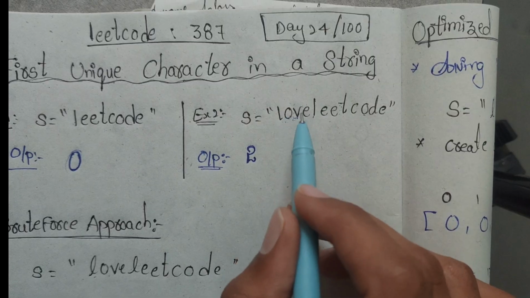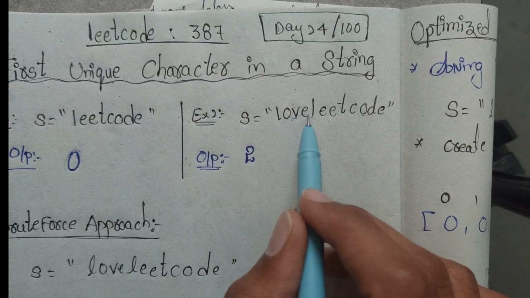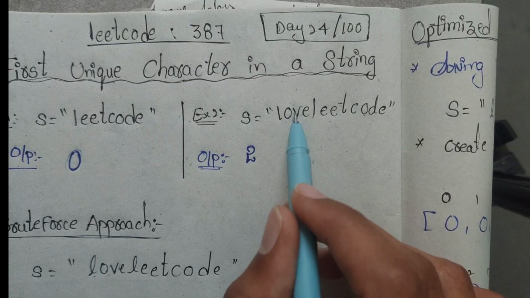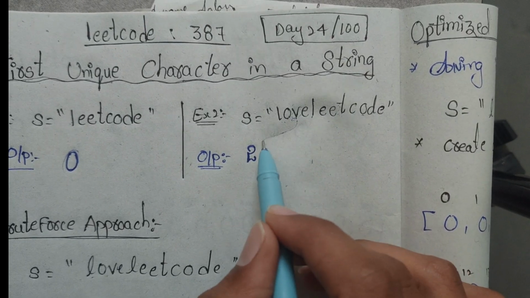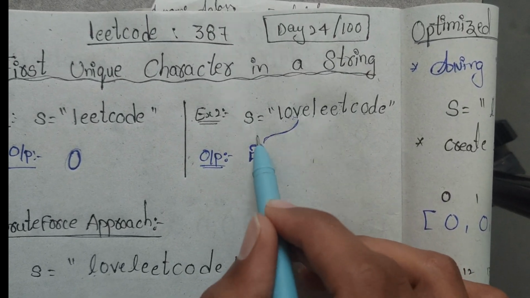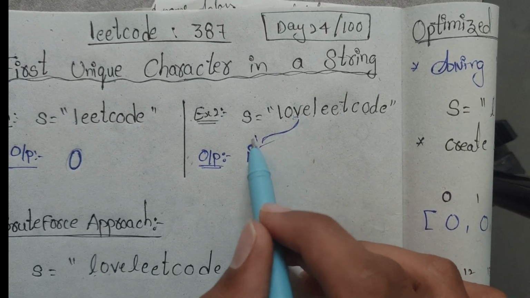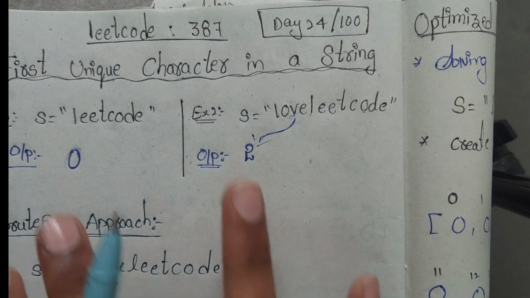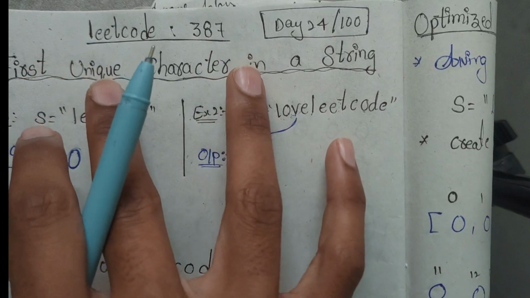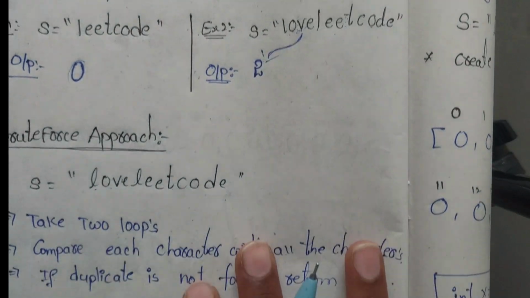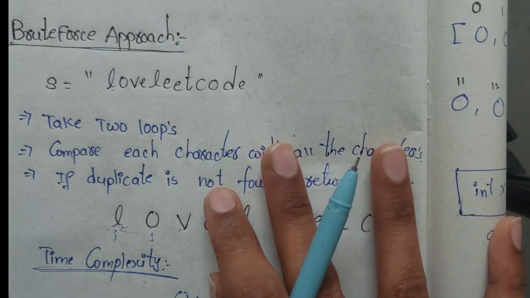Now let us take V. V is the third character here, right? There is no other duplicate of V found here. That's why V is the first unique character. So that's the reason I am writing 2 as the output here, because V is at index 2, isn't it? So that's why I'm returning 2 as the output. That's how we have to return the index of the first unique character present in the given string. Now let us see how to solve this problem in the brute force approach.